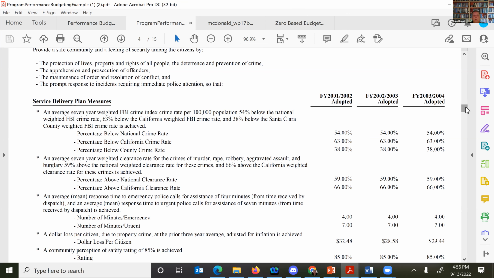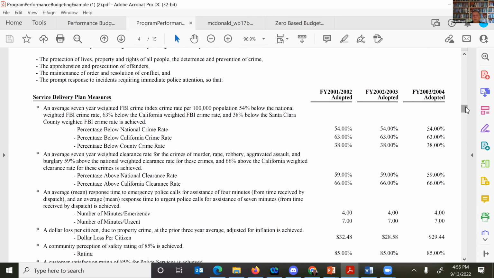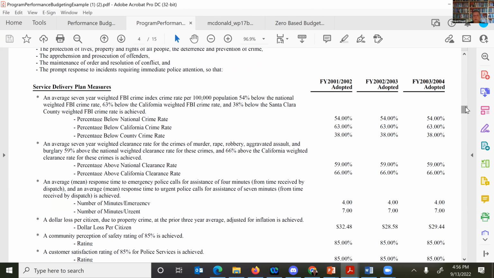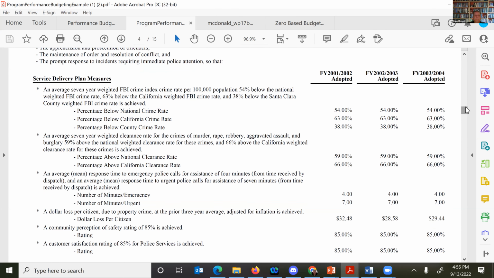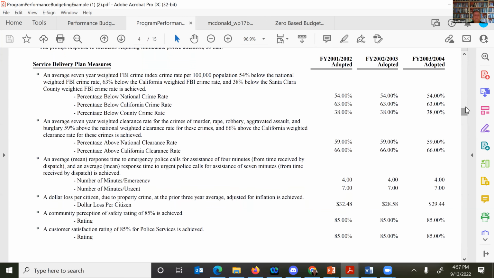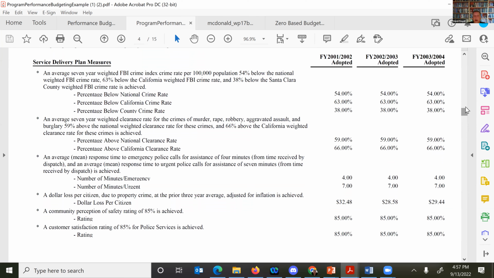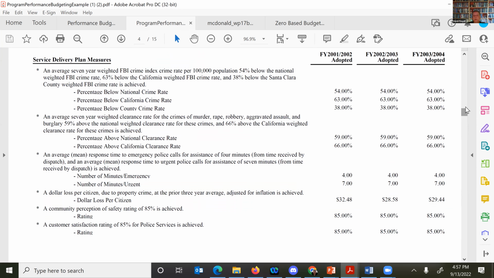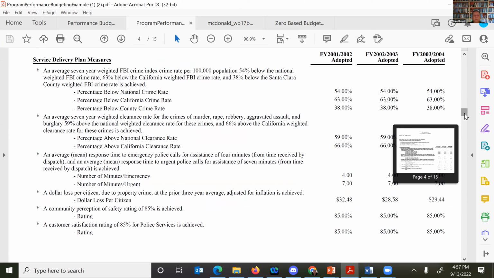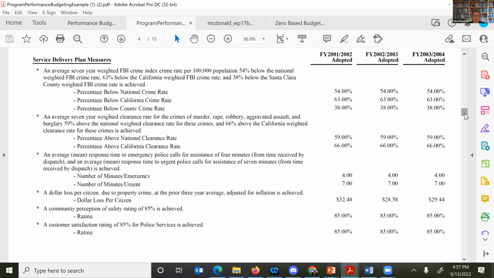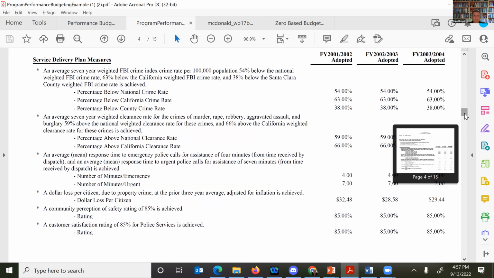And then you can see you have multiple performance measures. Then you have performance measures for the clearance rate for specific crimes of murder, rape, robbery, aggravated assault, and burglary, specific mean response times for emergency phone calls, dollar loss per citizen due to property crime, community perception of safety of 85% or above achieved, customer satisfaction rating of 80% or above for police services is achieved. These are our performance measures that we are trying to achieve.